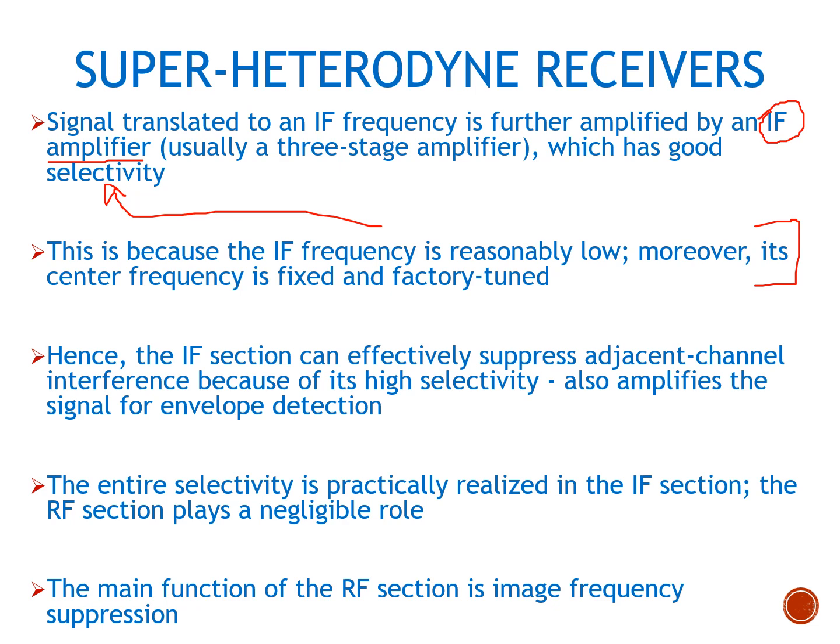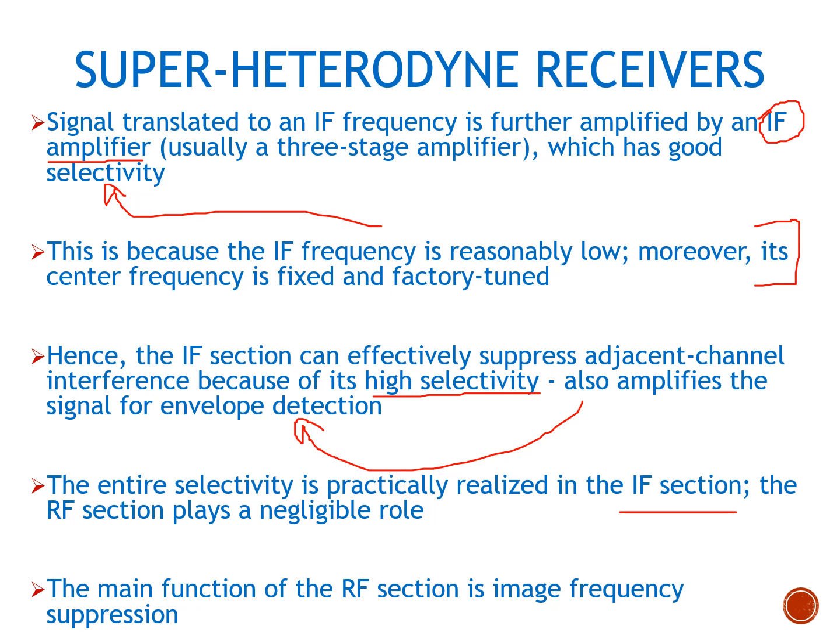So the IF section can effectively suppress adjacent channel interference because of its high selectivity. Since the selectivity is high, the adjacent channel interference is suppressed quite effectively. And then after that we have the envelope detection stage, which detects the audio signal that was used to modulate the carrier signal.